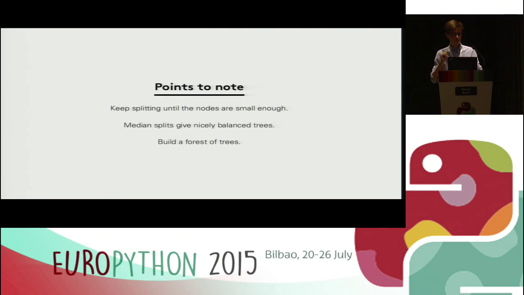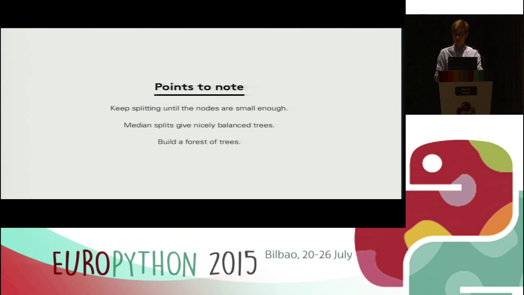So the first point is keep splitting until the nodes are small enough. You don't take a fixed number of splits, you just build a binary tree, and you split, and you split, and you split until you've reached the stopping criterion, which is that the bucket contains X number of points, and when that happens, you stop splitting and you take that tree. So that's the first point.